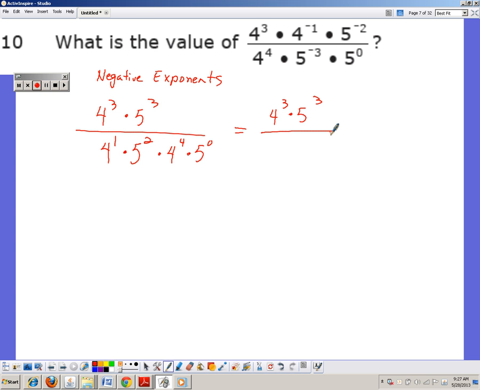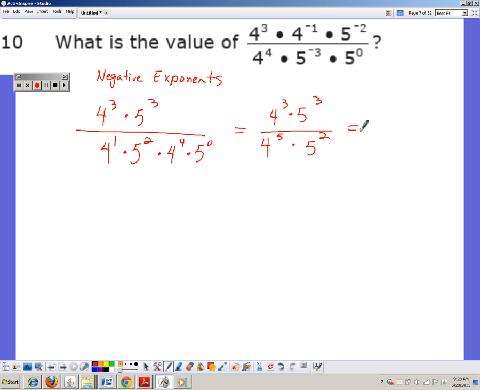The like bases on the bottom are the 4s and the 5s. So what you're going to do is add them together. So 1 plus 4 is 5 times 2 plus 0, which is 2. Now, remember, when you're dividing your exponents, if the bases are the same, all you got to do is subtract the exponents. So we got 4 to the third and 4 to the fifth. So we're going to subtract that.